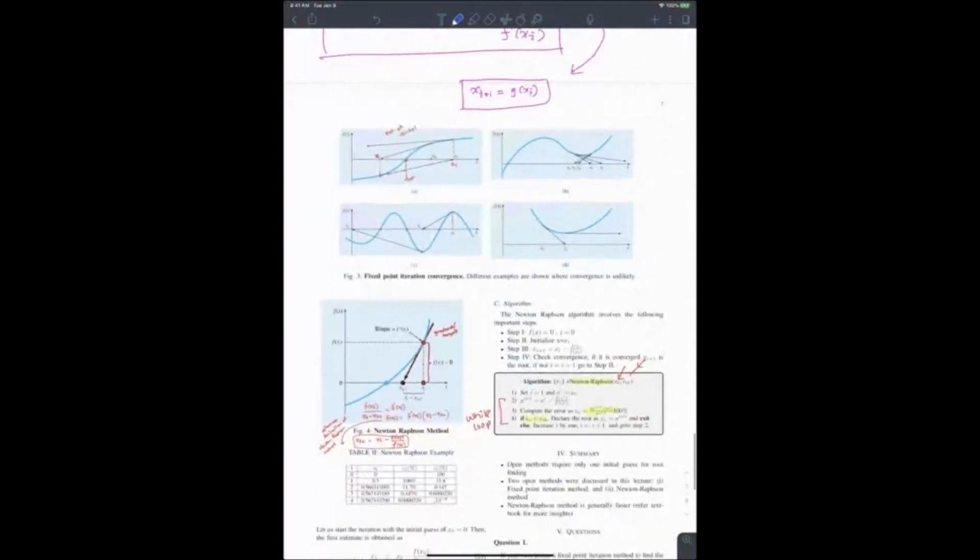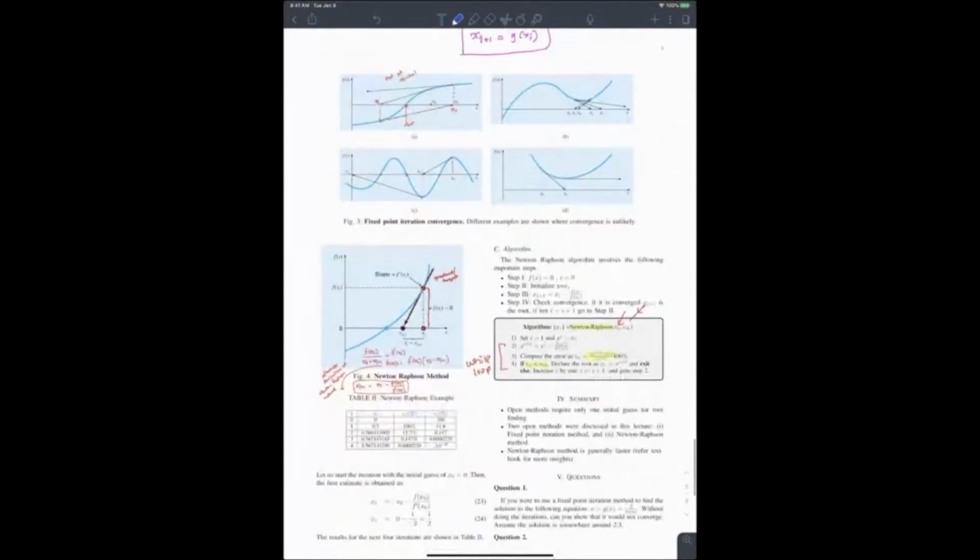So the summary is, here we introduced two types of open methods. One is the fixed point iteration method. The other one is the Newton-Raphson method. For open methods, you need one initial guess, x0. That is enough, and then there is a formula for each of them, and these are easy to remember formulas.